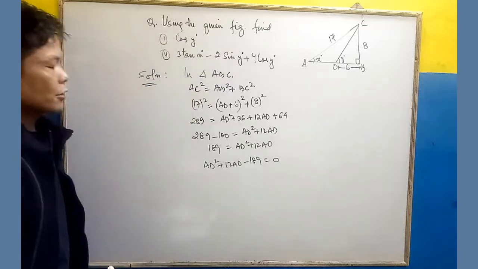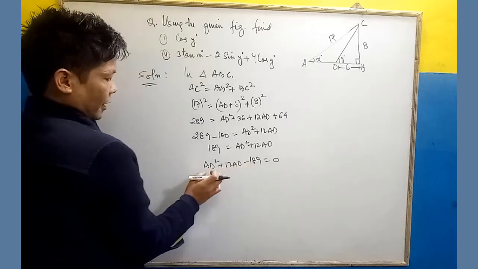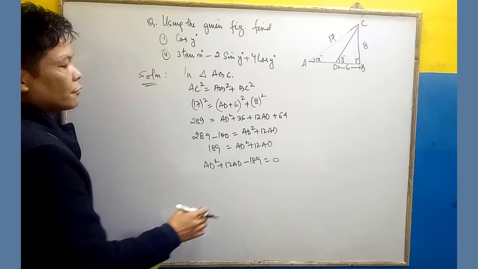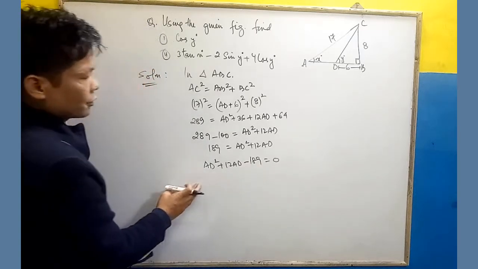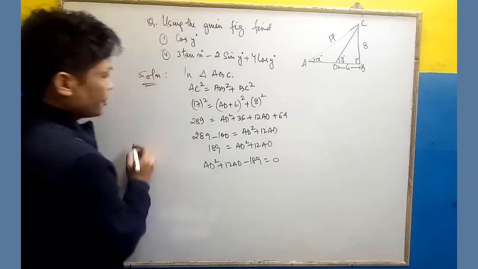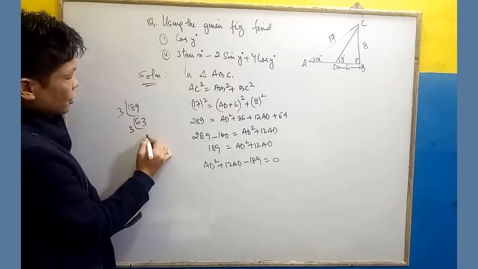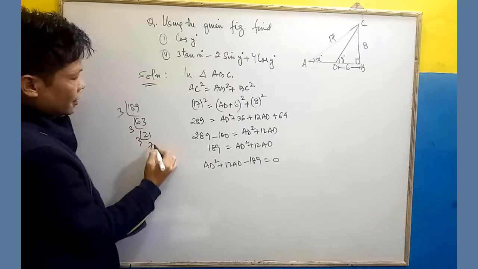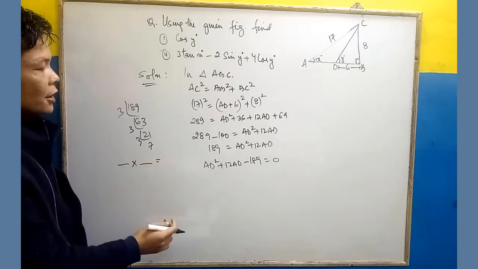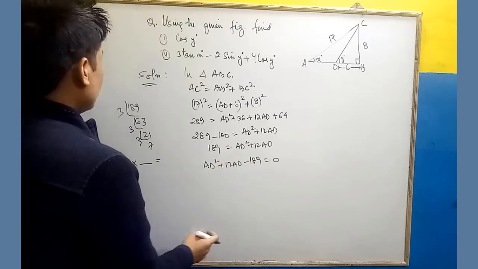So this is in the form of a quadratic equation, like ax square plus bx plus c. So we have to find the two factors of this equation. For that, we are going to factorize the constant term, which is 189. So this is 3, 3, 3, 7. I have to make two factors of 189 such that if I subtract those two factors, I will get the middle term, which is 12.